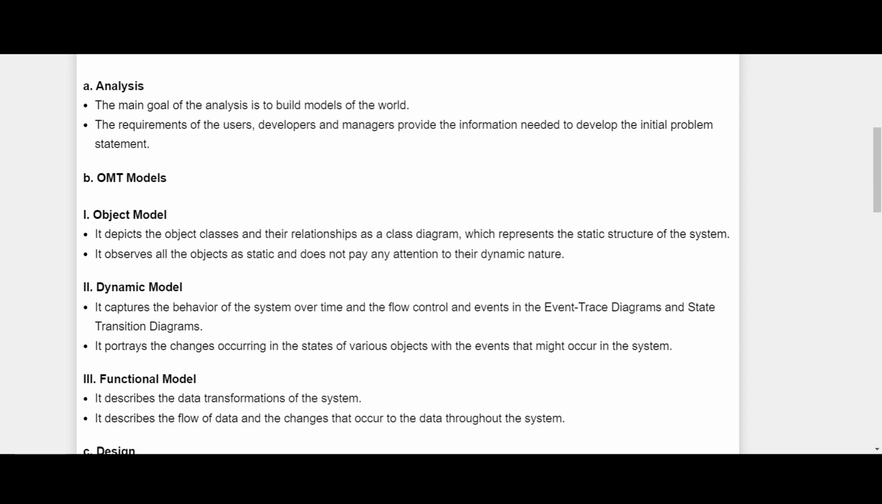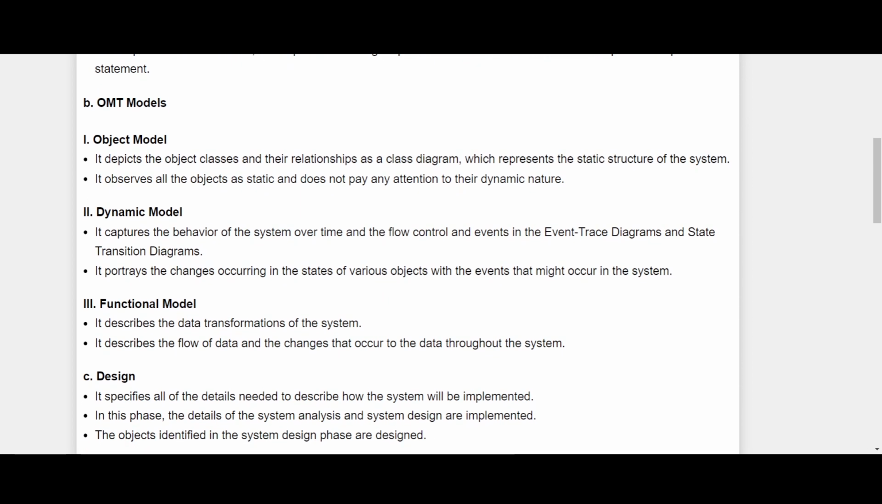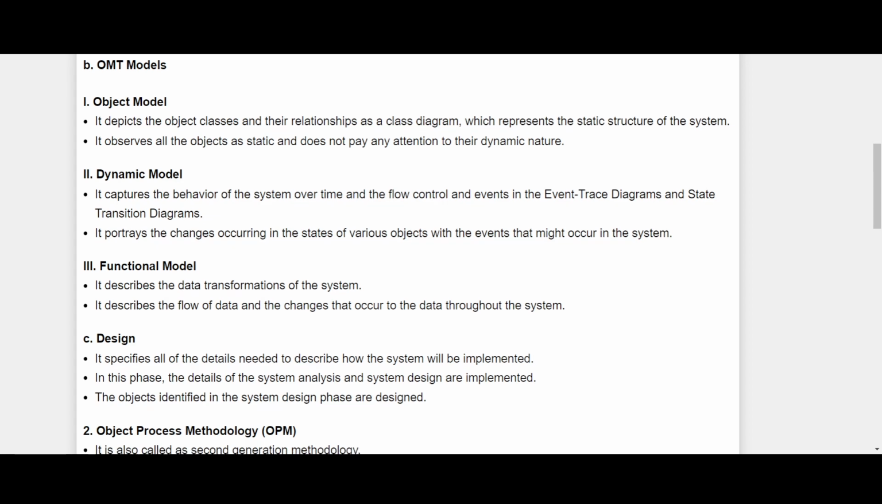So the dynamic model captures the behavior of the system over time, the flow of control and the events, in event trace diagrams and the state transition diagram. It portrays the changes occurring in the states of various objects with the events that might occur in the system. Using this dynamic model, we draw the state transition diagram and one more diagram called the event trace diagram. Through this only the model will be developed.